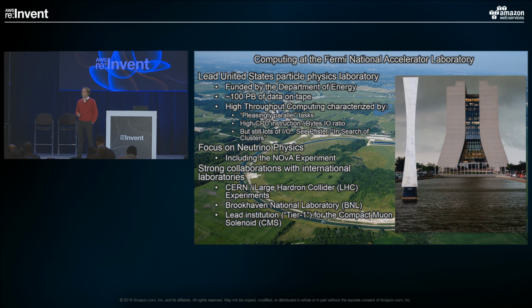We have strong collaborations with international laboratories such as CERN, and the Large Hadron Collider was in the spotlight in 2012. You might remember the discovery of the Higgs boson, and in 2013 we got the Nobel Prize for that. And Fermilab is the leading institution for one of the two experiments running there, one of actually 4 running there, and it's the Compact Muon Solenoid, or CMS.